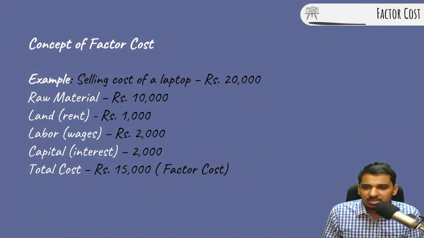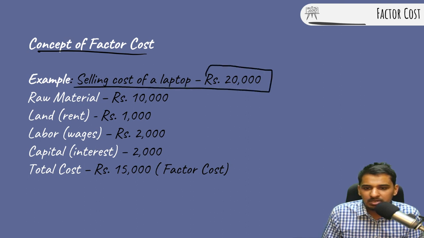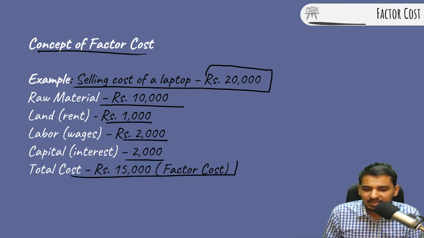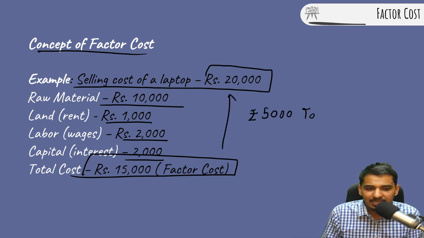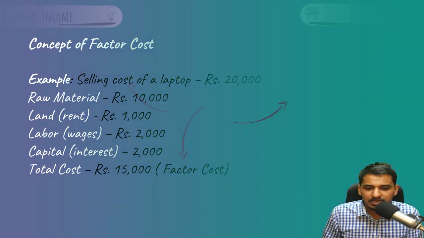So moving ahead, let us see the concept of factor cost. Suppose you are selling a laptop at rupees 20,000. The raw material is 10,000 rupees, land is 1,000, and this is labor and capital. So the total cost, that is factor cost, is 15,000. And this 5,000 is nothing but your tax. This rupees 5,000 is your tax. I hope this is clear to you, how you have to calculate.